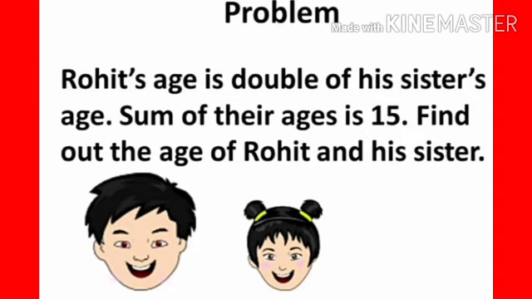Rohit's age is double of his sister's age. Sum of their ages is 15. Sum, it means addition of their ages. Find out the age of Rohit and his sister. This is a situation which is given in the problem. Here we know how to construct an algebraic equation for the given verbal statement.